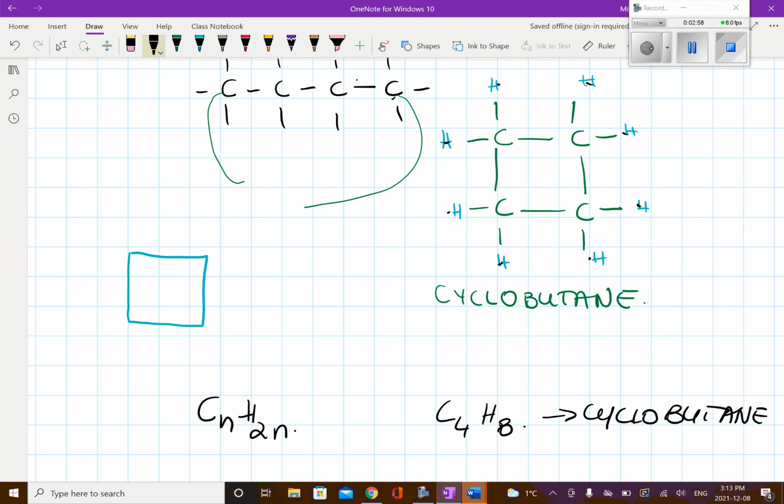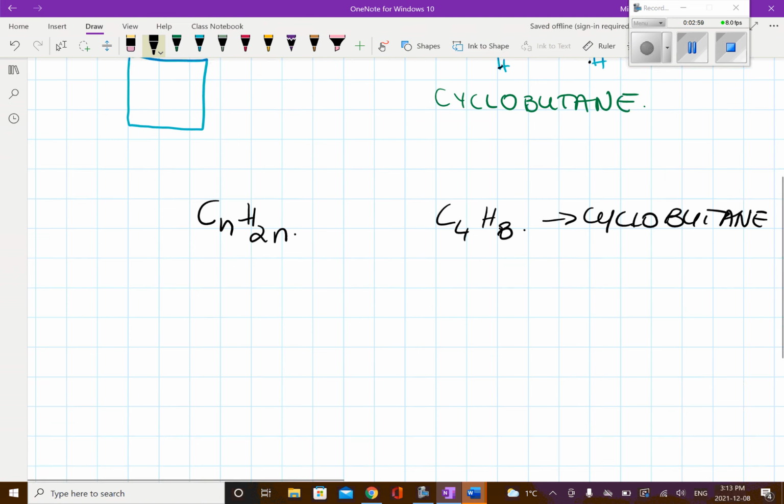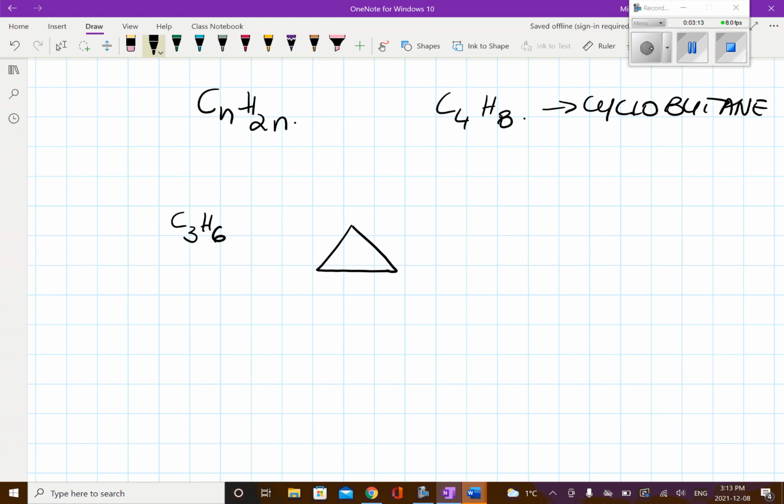So we always will add the word cyclo, and then let's suppose that we have C3H6. That means that we will have 3 carbons that are in a cycle together. So it will be carbon, carbon, carbon, and then we will have hydrogen, hydrogen, hydrogen, hydrogen, hydrogen, hydrogen here. This will be called cyclopropane, because prop is the 3 and then pane.